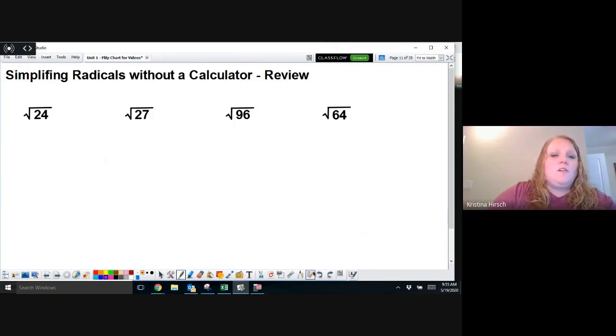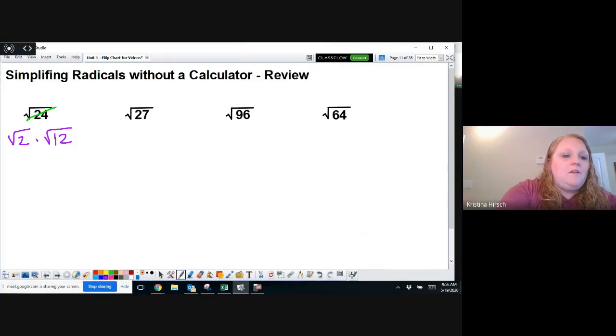All right, so to reduce this by hand, I start off by dividing by 2 if I can. All right, so this would be the square root of 2 times the square root of 12 because 2 times 12 is 24. And as I go, I cross out the original because I don't want to get confused. All right, so then I have square root of 12 would be the square root of 2 times the square root of 6. And then cross out the 12. And then 6 would be the square root of 2 and the square root of 3.